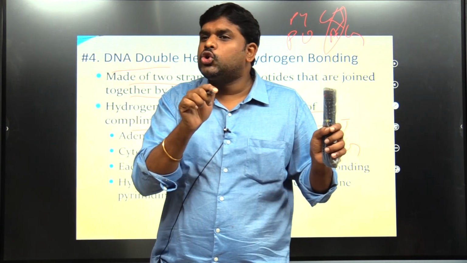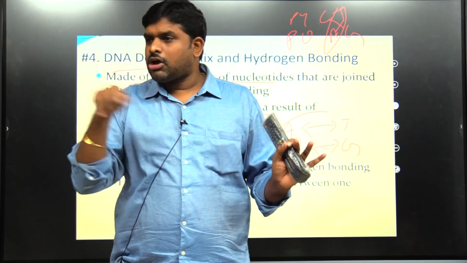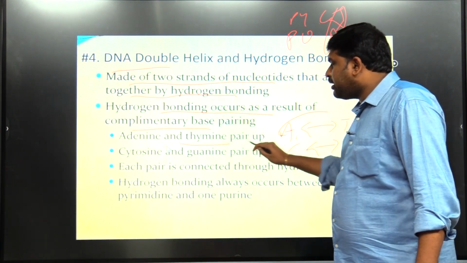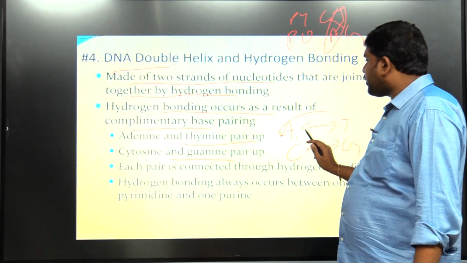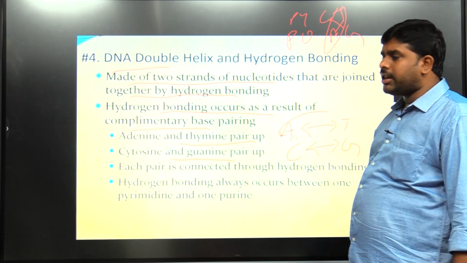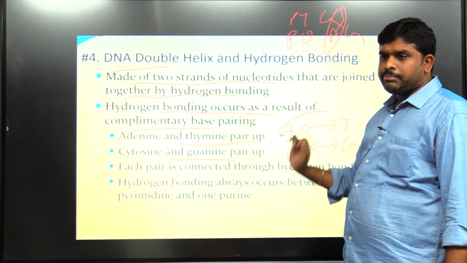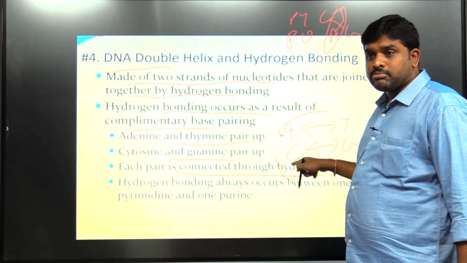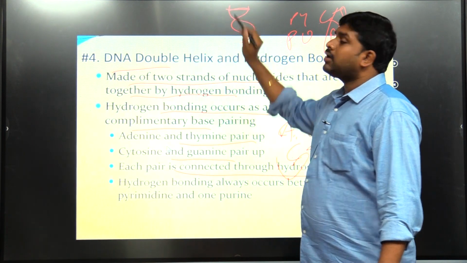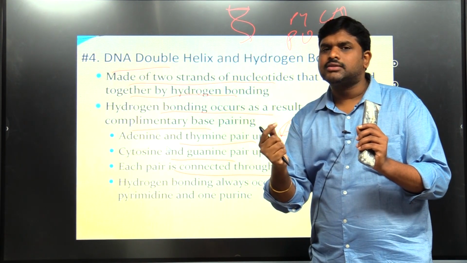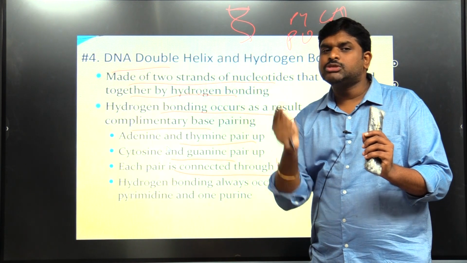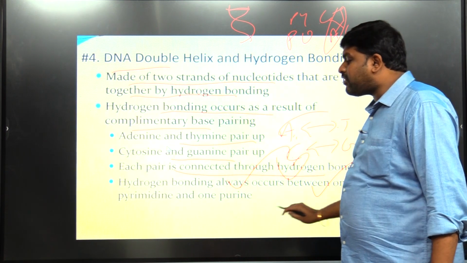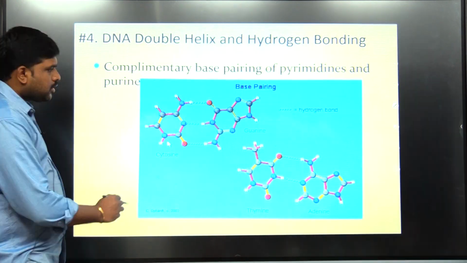This combination of nucleotides is called DNA. Adenine and thymine pair up, cytosine and guanine pair up. Each pair is connected through hydrogen bond. This line is what? Hydrogen bond. A connector between the two nucleotides. A connector between the pyrimidine and purine is what? Hydrogen bond. Hydrogen bonding always occurs between one pyrimidine and one purine.